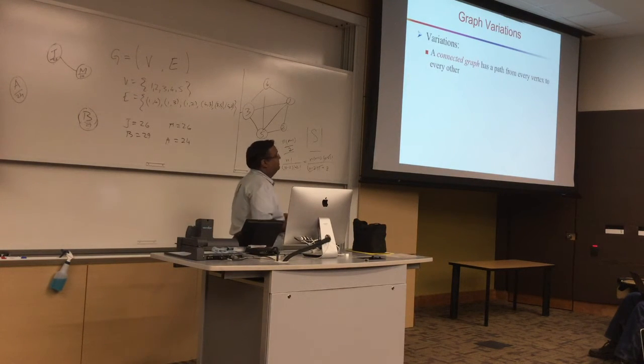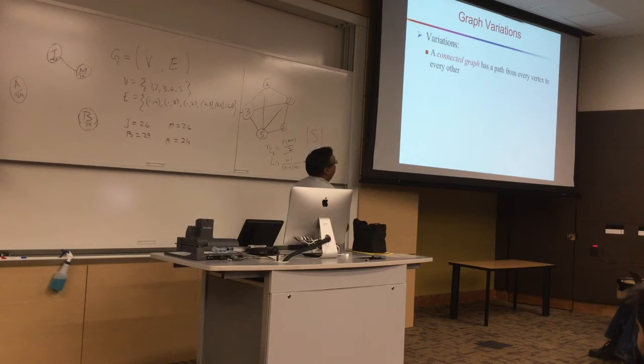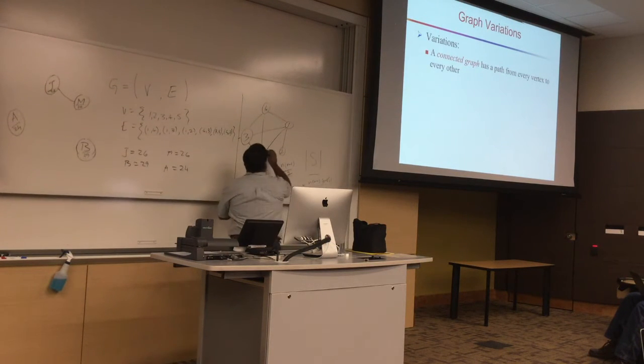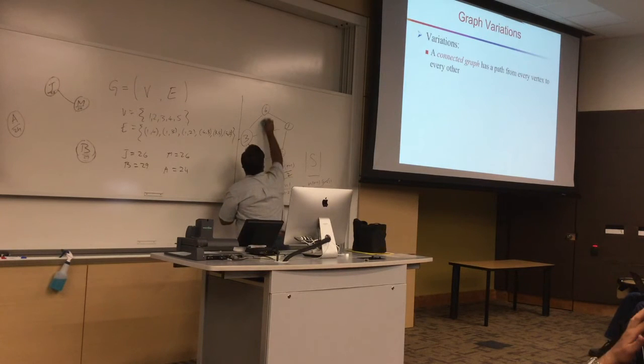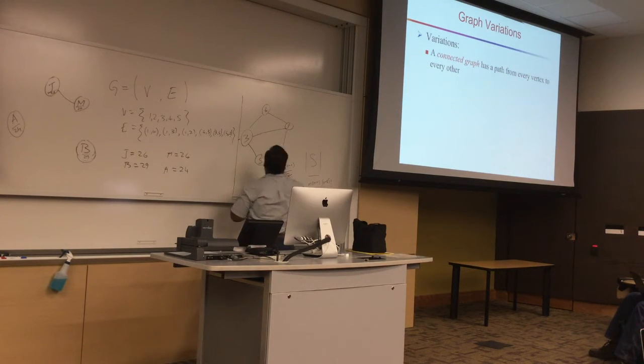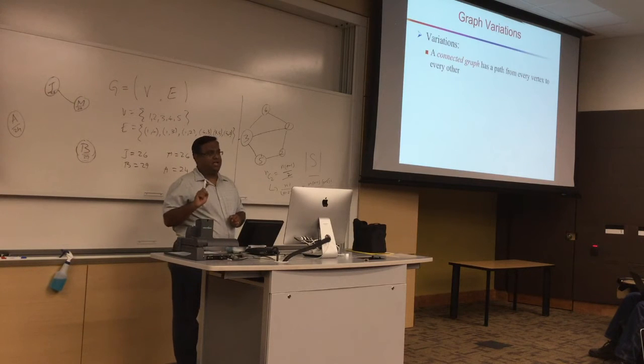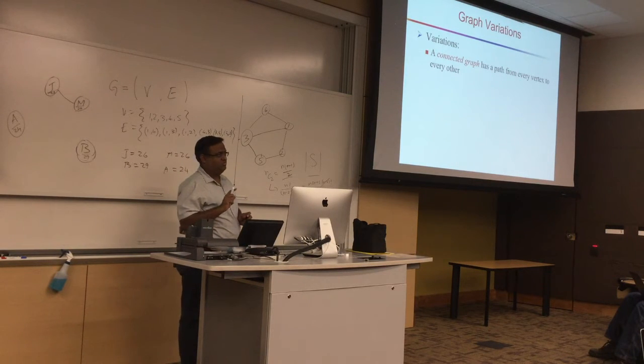What's a connected graph? A connected graph has a path from every vertex to every other. Is this a connected graph? No? Yes, if I remove these 2 edges. Yes. Connected graph? More clear. Yes. Anybody who thinks no? It's okay to say no.